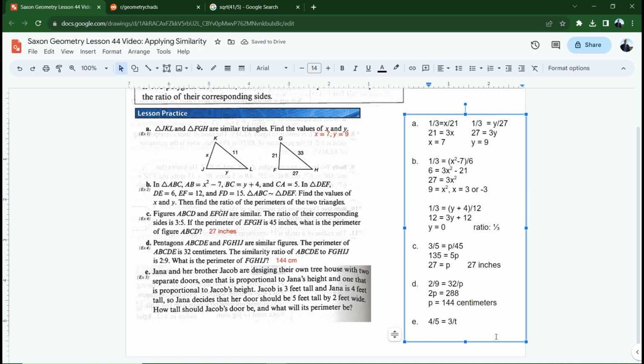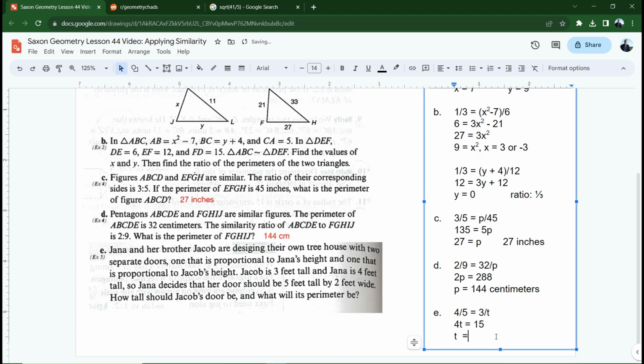So this is going to be 4 times T over 5 times 3, which is 15. All right, so 4T equals 15. And now to get T by itself, I'm going to divide both sides by 4. T equals 15 over 4. That's the same as 3 and 3/4, so 3.75 feet. Now, that's what I would say the height should be.